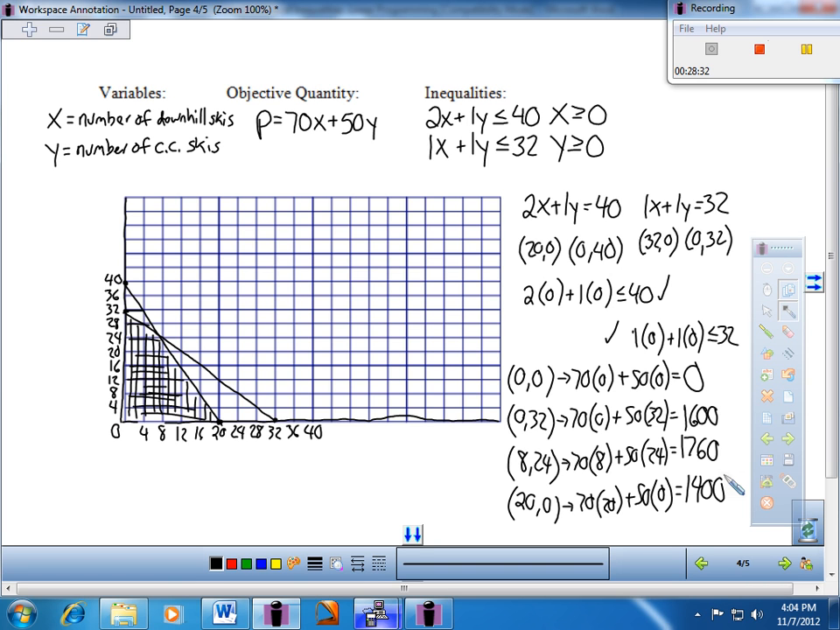And so in terms of what the question was asking, if you remember it, it said what is the maximum profit and what is the combination that would produce the maximum profit? How many of each should be produced? So I think this is going to be our max right there. That's going to be our winner. And it looks like this is our combination right here. 8 downhills and 24 cross countries.